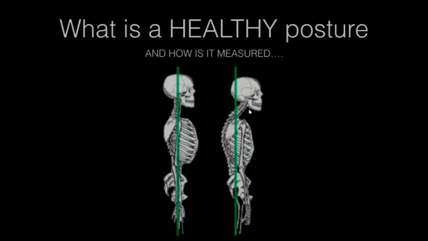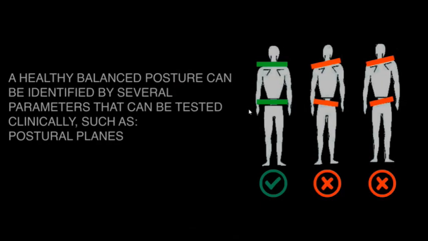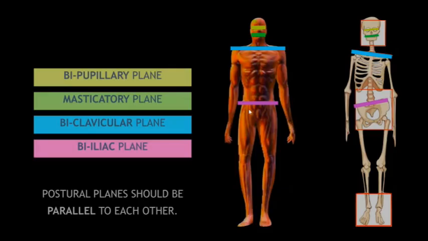What is a healthy posture and how is it measured? We try to explain shortly posturology. Healthy posture can be identified by several parameters that can be tested clinically, such as postural planes. When the postural planes, the biclavicular plane and the biiliac plane, are parallel, that means good health in the posture. But they can be altered, and this is a good diagnostic method. These are the planes.